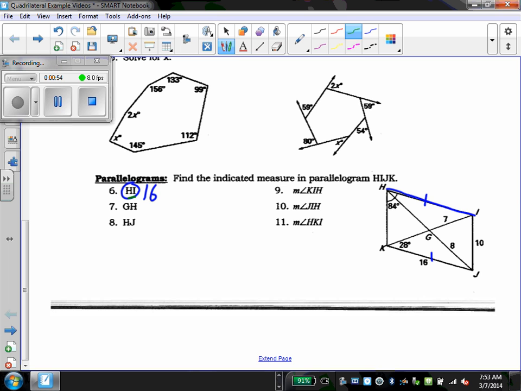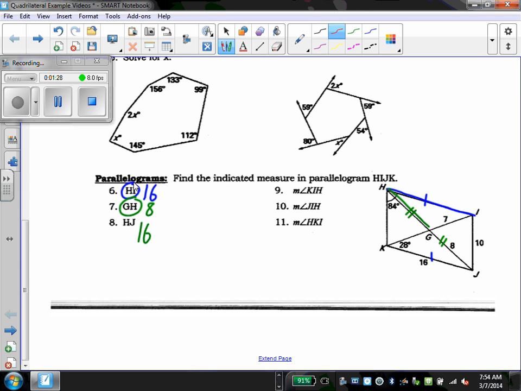Next, we want to find GH. Where is GH? There it is. So we have GH here. Another property of parallelograms is that diagonals bisect each other. So in the middle is G, and that length is going to be the same as the other half. One of them is 8, the other one will also be 8. And then, if we want the whole length of HG, that whole diagonal, 8 plus 8 is 16.